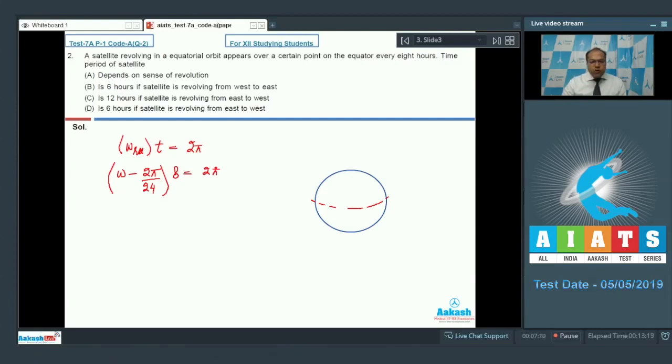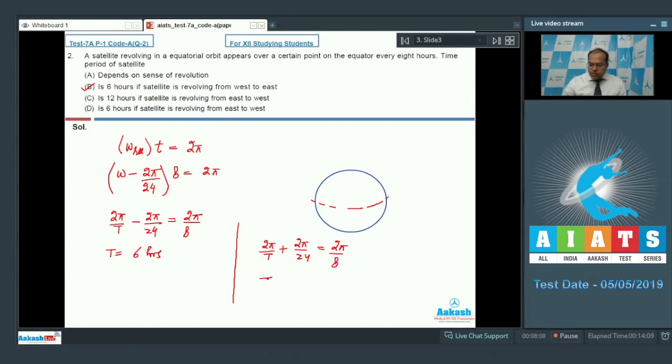If I substitute the value of omega as 2 pi by capital T, then 2 pi by capital T minus 2 pi by 24 is equal to 2 pi by 8. If I solve this equation, the value of T comes out to be 6 hours. So option B is correct. Now if the sense of revolving of the satellite is from east to west, then we can write 2 pi by capital T plus 2 pi by 24 must be equal to 2 pi by 8 in this case.